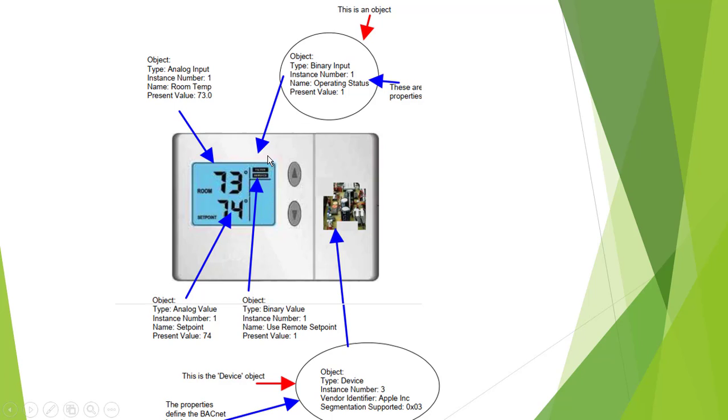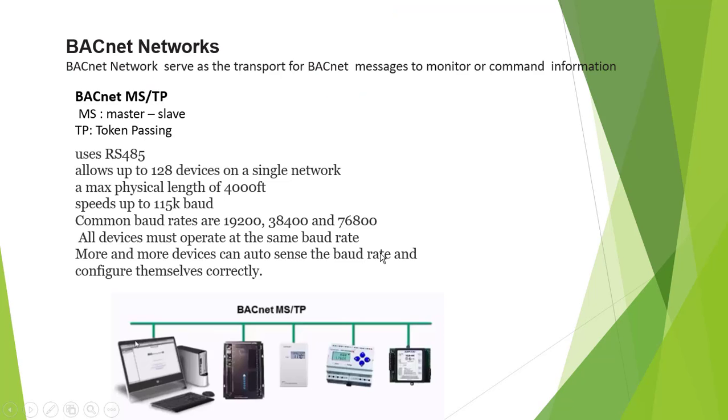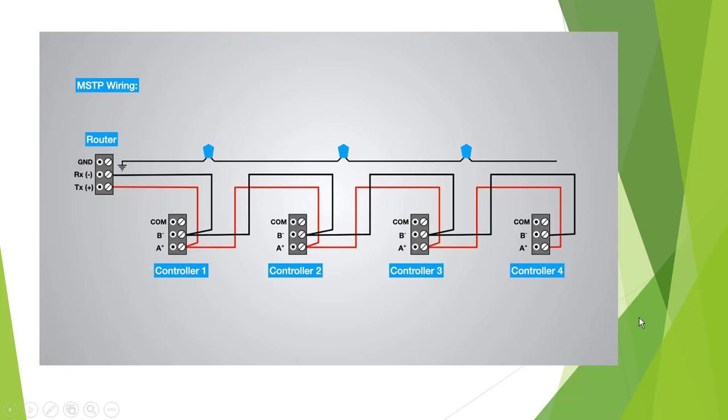All this is an object, for example, binary input, on, off. So this device has a lot of objects. The device object describes the temperature room object and set point object, all the objects.